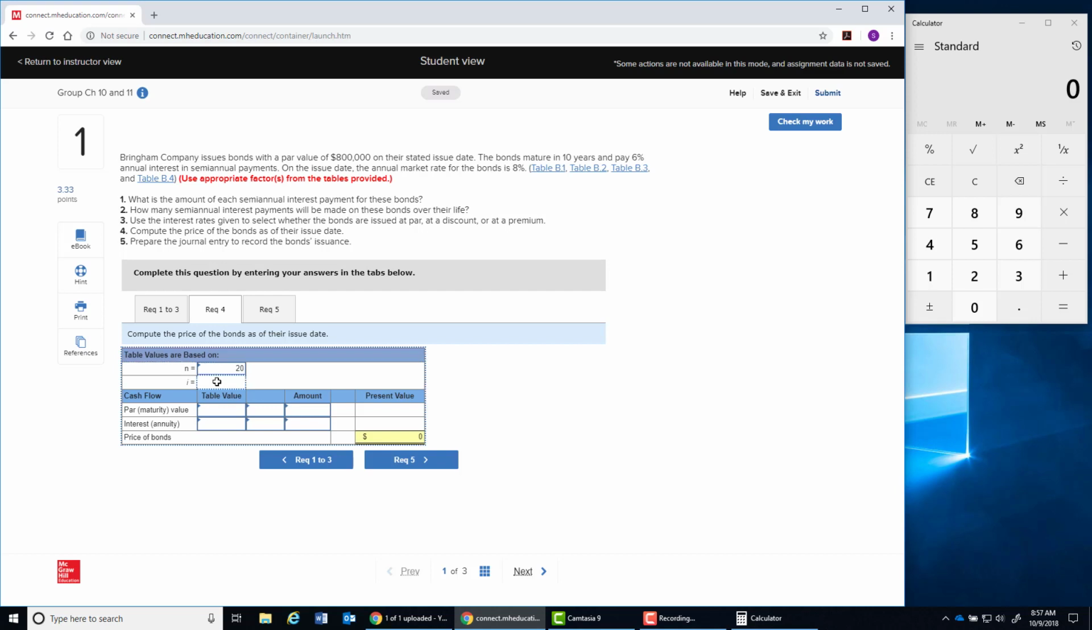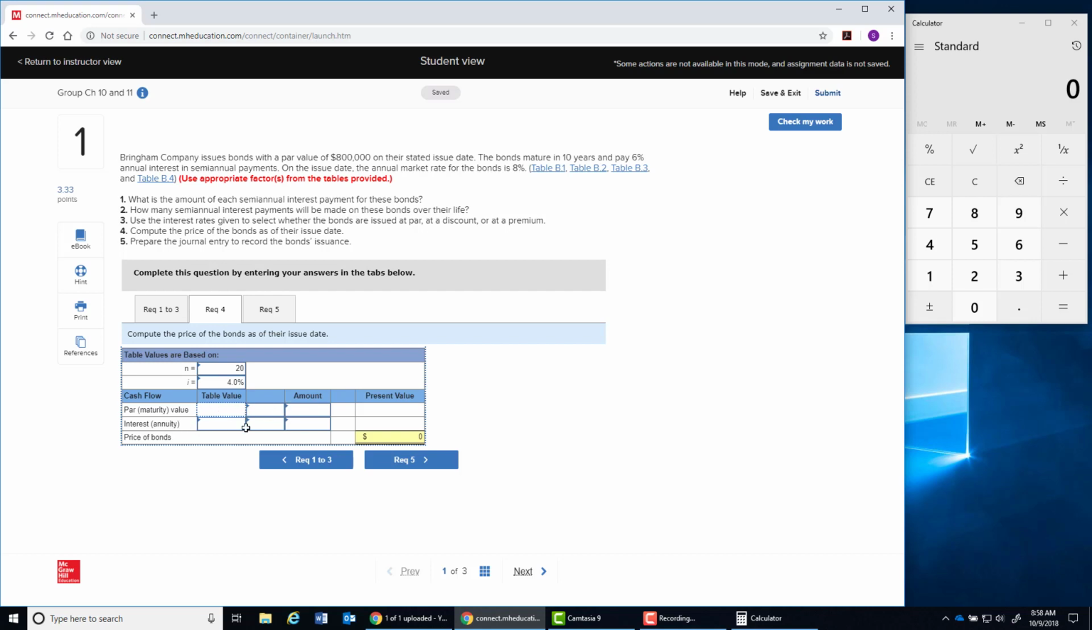Well, what's the interest rate that we're going to base our price on? The interest rate that you base the price on for present value factors is always going to be the applicable market rate. Well, the market rate is 8%, but at a semi-annual payment, that rate is 4% because it's half, right? If we were saying 10 periods here, we'd definitely be doing 8, but we're doing 20 periods, so it's going to be 4%.